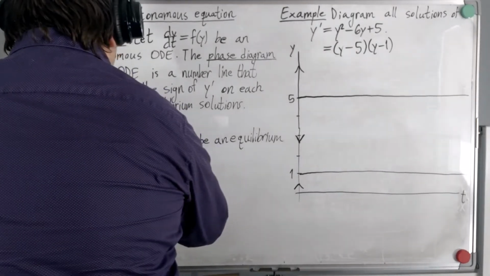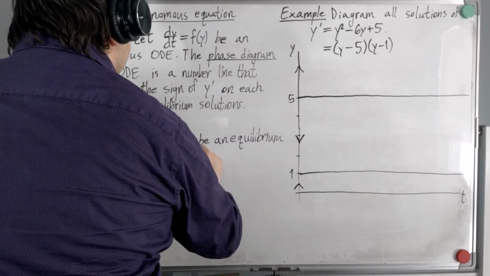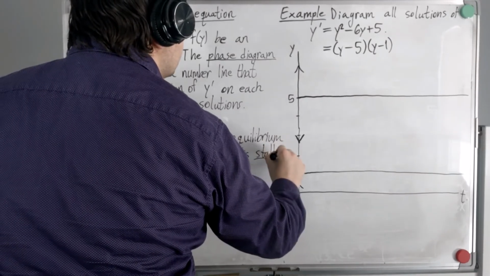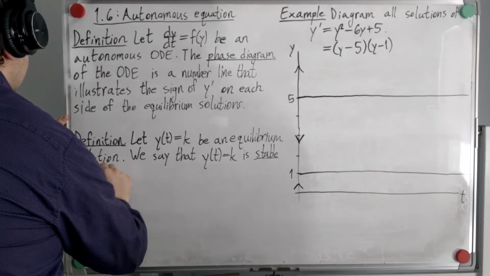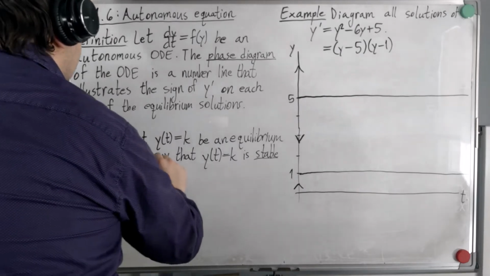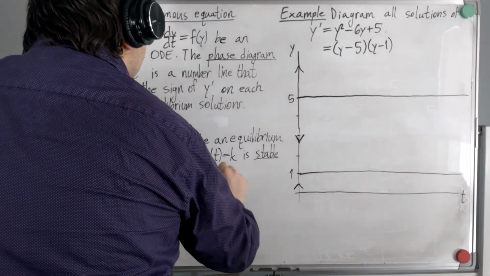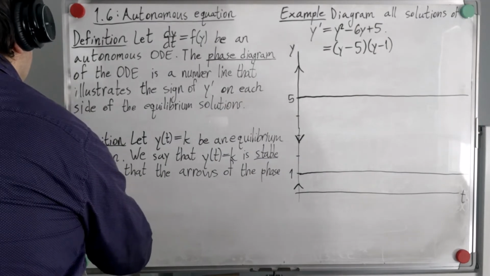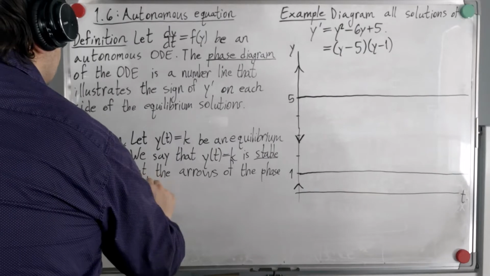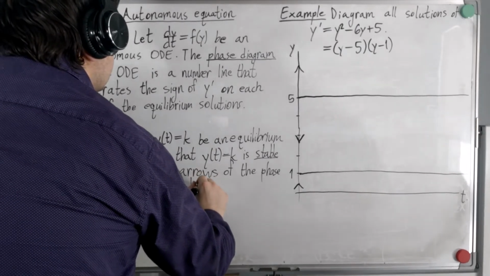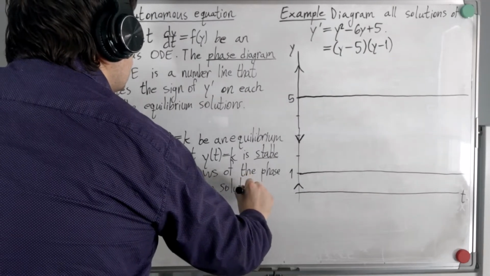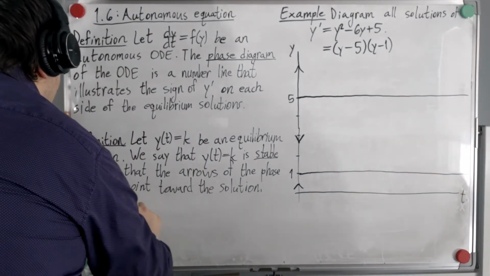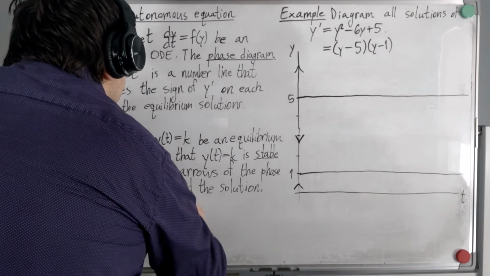We say that y of t equals k is stable, provided that the arrows of the phase diagram point toward the solution. Otherwise, we call it unstable.